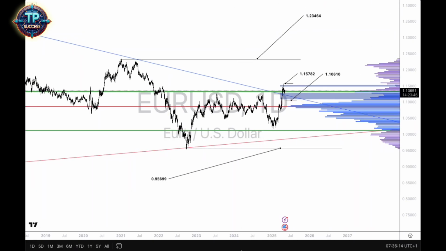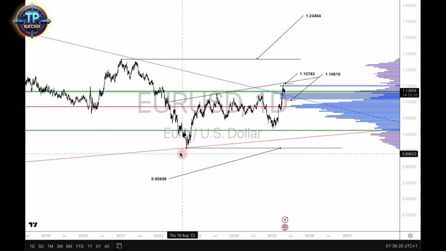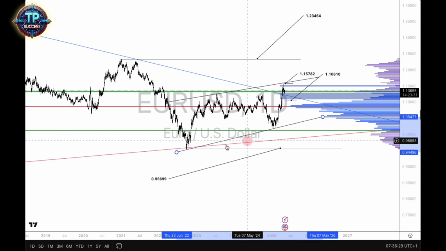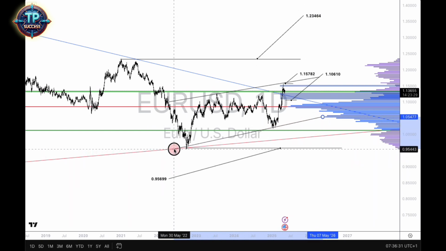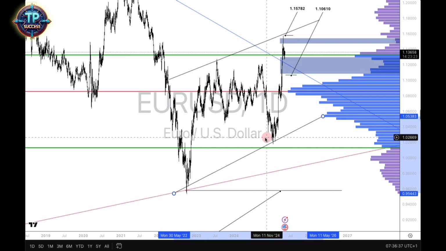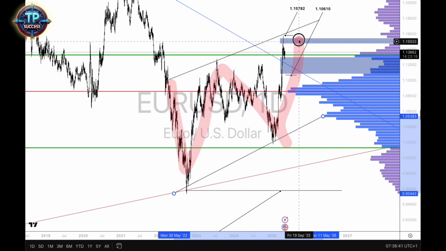So as it stands right now, I can see another channel forming based on what market is doing right now. Okay, so this is the channel right here, right? So this is going to be an ascending wedge that we're looking at right here. This is what we have right here. So this is the ascending wedge, right?